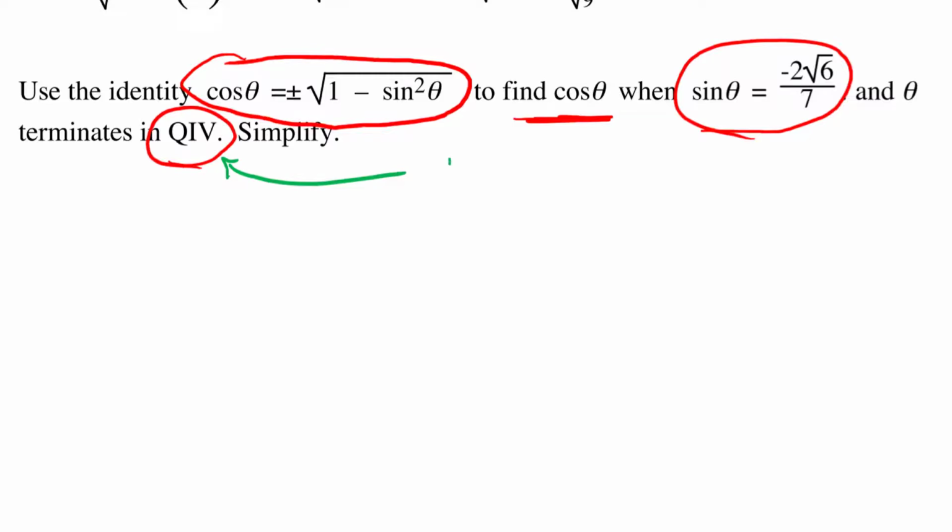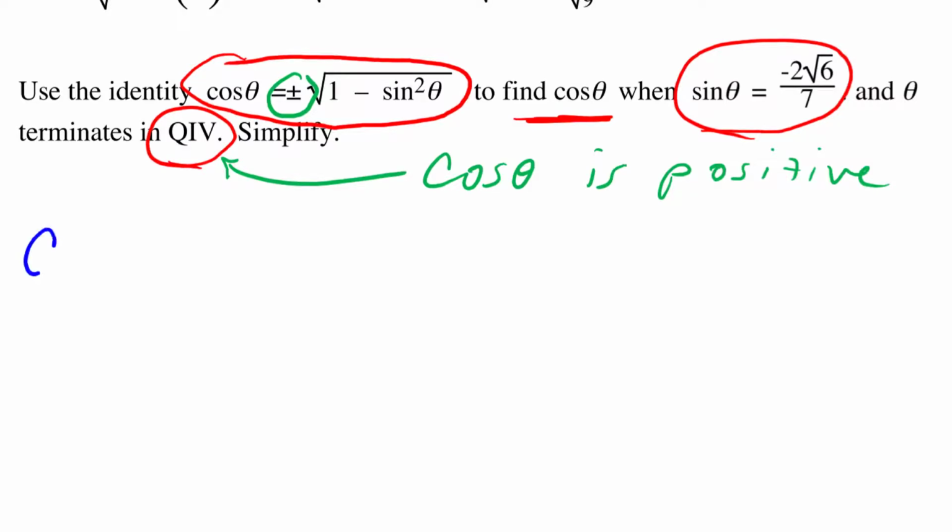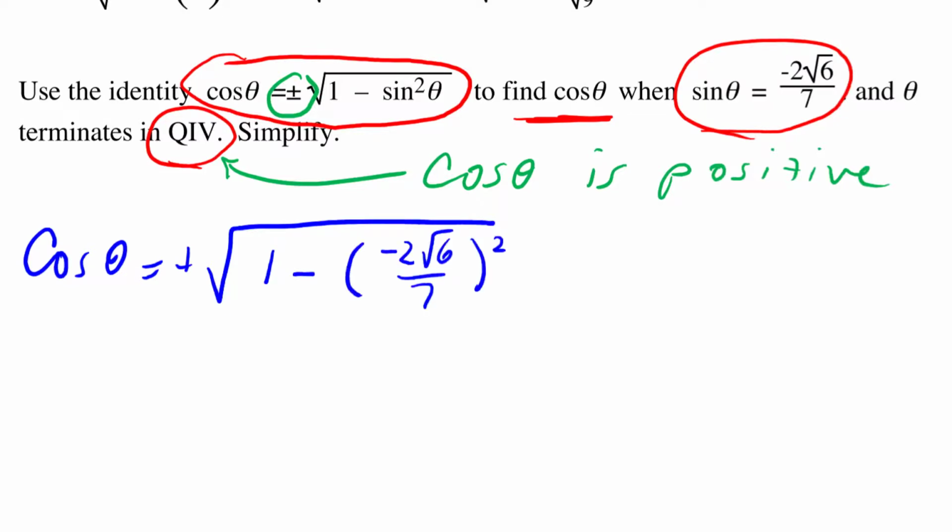Being in quadrant 4 means the cosine value is positive. So, when we consider the plus or minus portion of this formula, we use the plus sign here, the positive, because it's in quadrant 4. If theta had been in quadrant 2 or quadrant 3, our cosine would be a negative square root. Again, it's positive square root. So, 1 minus the sine squared. Well, sine is a whole quantity, negative 2 radical 6 over 7 squared.